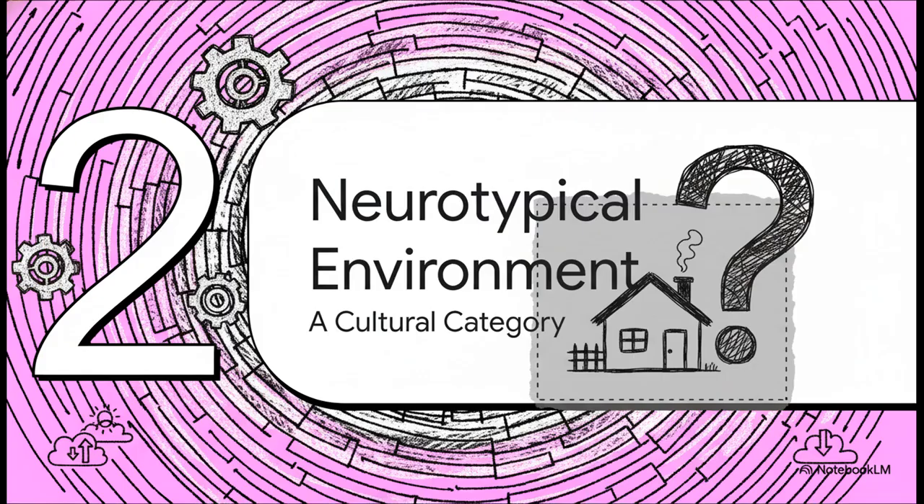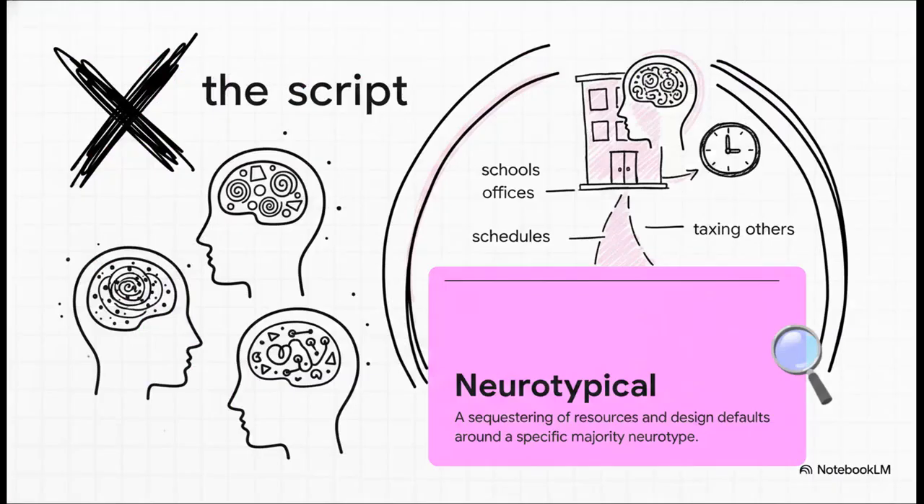This is really a cultural and political category. We really need to flip the script on the word neurotypical. We usually treat it like it's the biological baseline, right? Like it's the default, and everyone else is just deviating from it. But the ESF treats this totally differently. Neurotypical is actually an environment. It's a sequestering of resources, assumptions, and design defaults that are built around one specific neurotype that just so happens to hold a social majority.